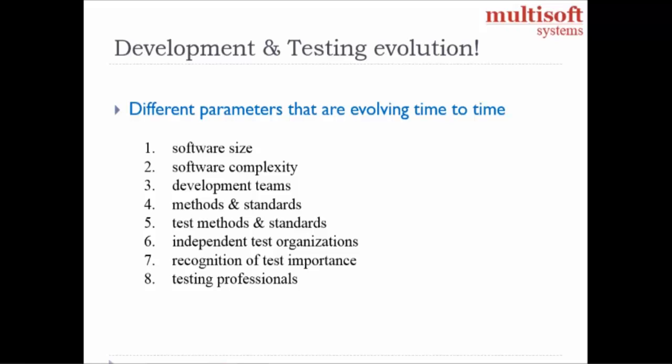Then the momentum started for independent test organizations because the importance of testing has increased a lot. Because of the importance given to testing, a lot of testing professionals are required to test the applications. Now, as per the latest definition, testing is recognized as a concurrent lifecycle activity of the engineering process. So it definitely requires a specialized skill to run the application. That is the reason a lot of testing professionals are required now. These various different parameters have been evolving from that time till now. So this is about development and testing evolution over the period of time.